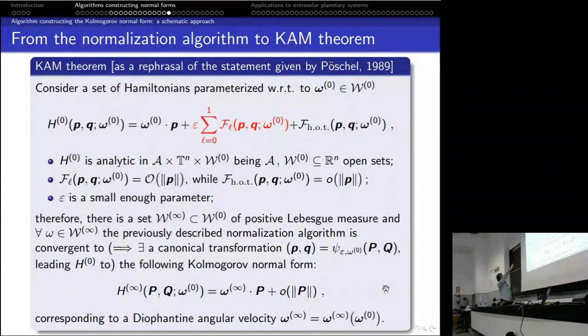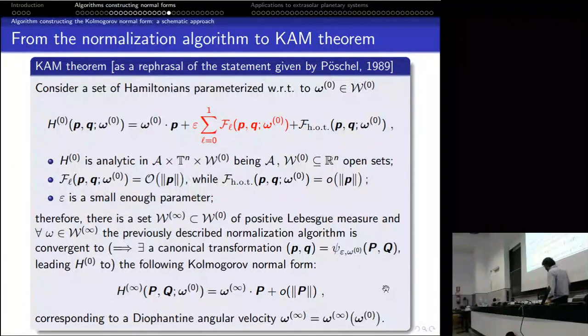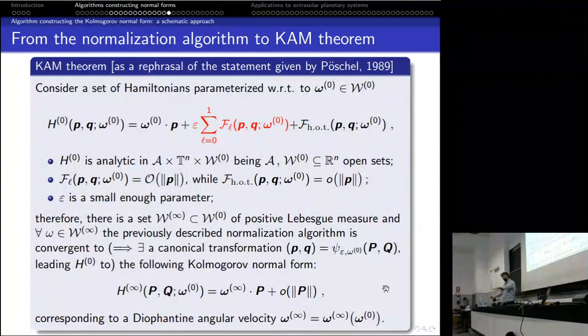This is an assumption about the form of the terms you have. And if the perturbation is small enough, then well, you are sure that for a set of angular velocities that is large in measure, with positive Lebesgue measure, large in the sense that if epsilon is going to zero, this set that is marked with the upper index infinity is going to the full original set of angular velocities.